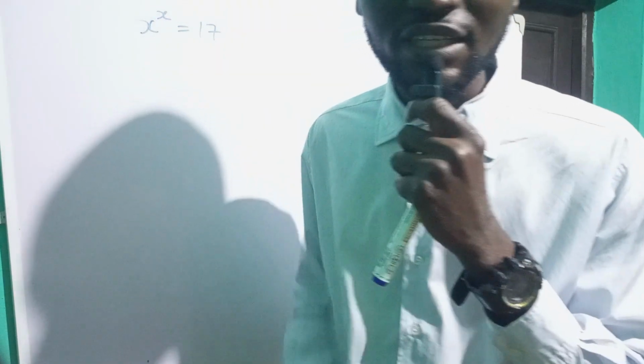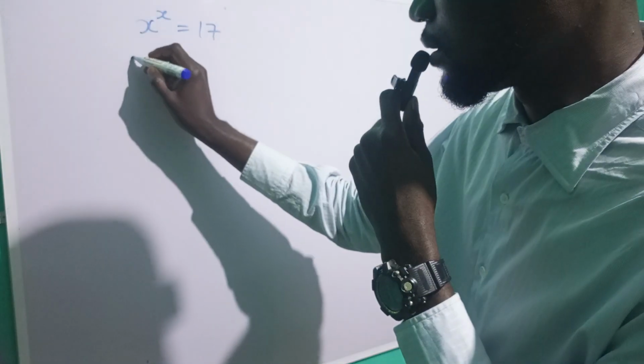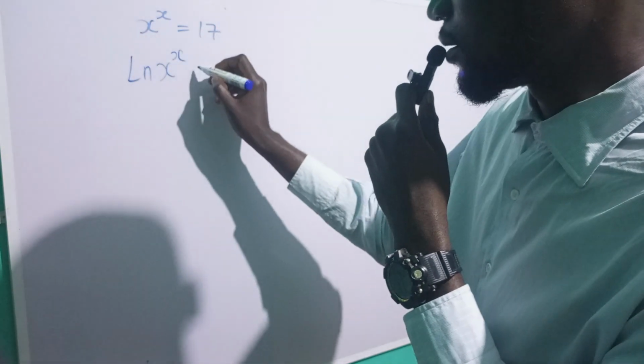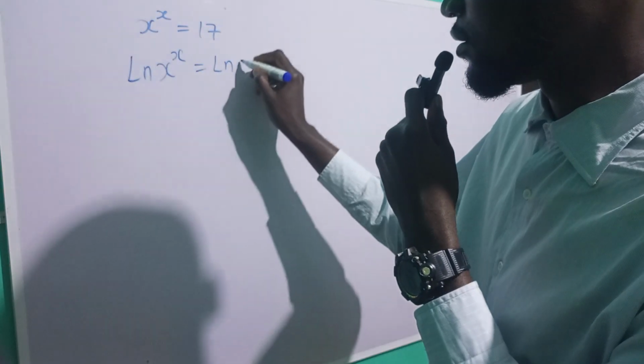Now if you look well, you see that we have an exponent of x, because x raised to power x. So let us take the natural logarithm of both sides. So that would be ln x raised to power x is equal to ln 17.